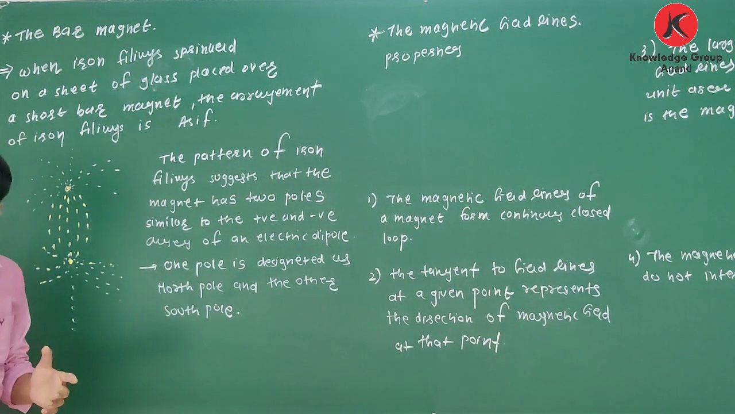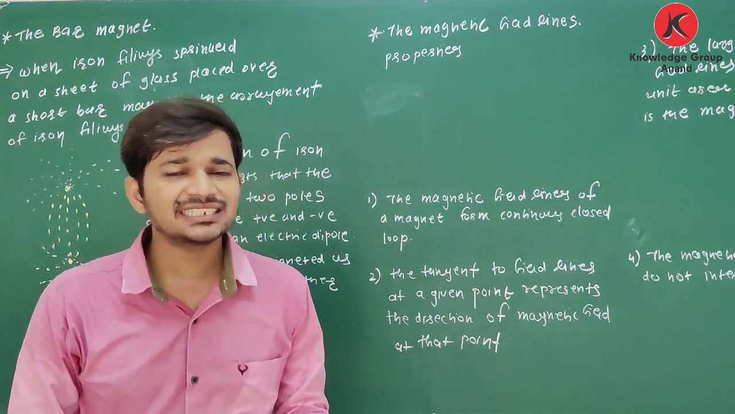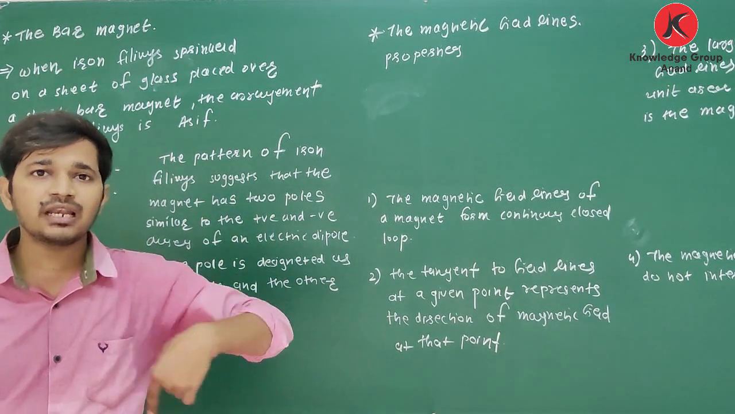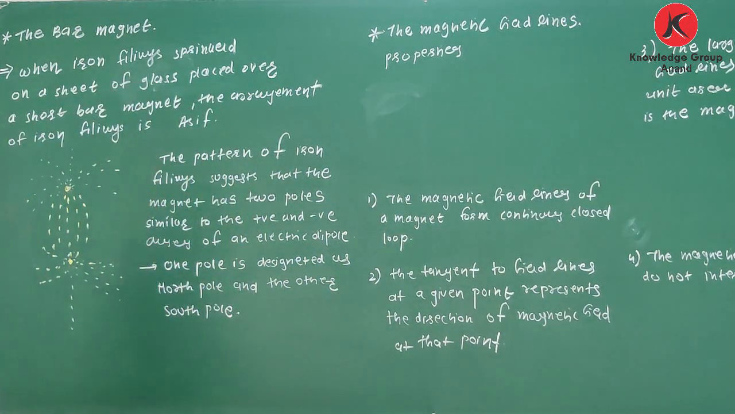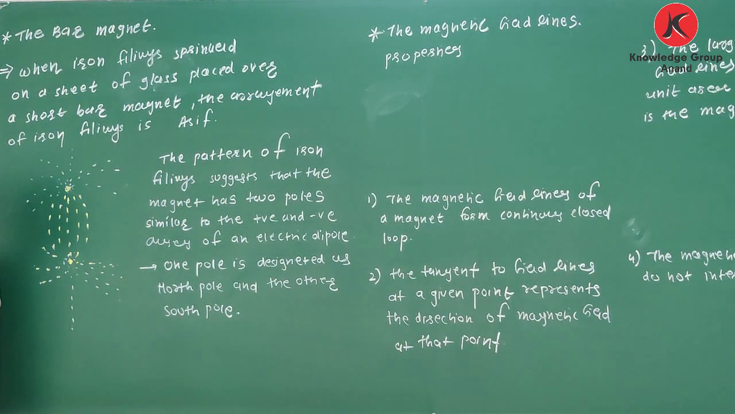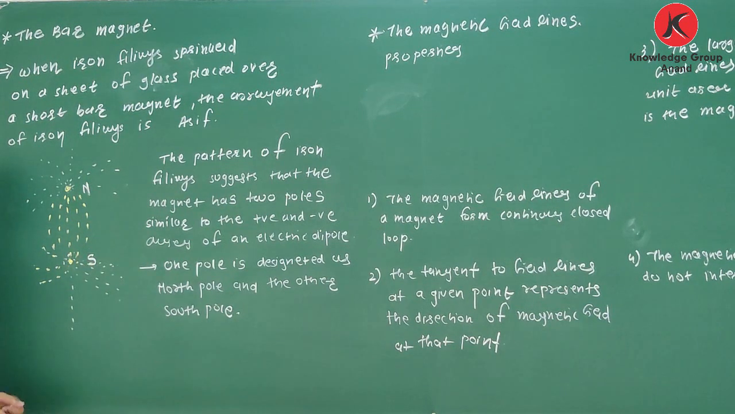Remember the electric dipole: electric field lines start from the positive charge and end at the negative charge. At those two charges, the number of electric field lines is more than in other regions. Here, the pattern of iron filings suggests that the magnet has two poles, similar to the positive and negative charges of an electric dipole. One pole is termed the north pole and the other the south pole. Clear about this? So, it is about the bar magnet.